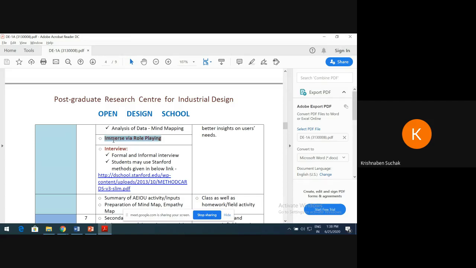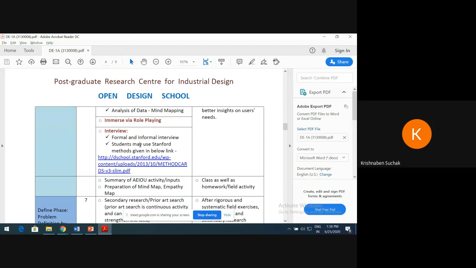So here it is immersion via role playing. You will play different roles related to your project. Say, I am your customer. You will ask me, if you are my customer, what things are you expecting from this product? What are you expecting from the computer? Then I will state the needs, what I would be expecting from your product. So this will be your role play.